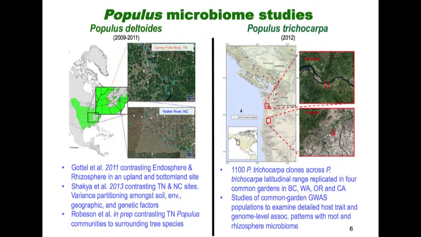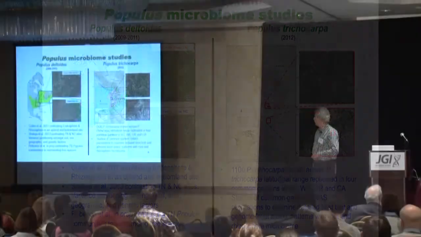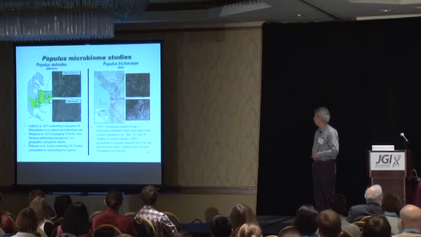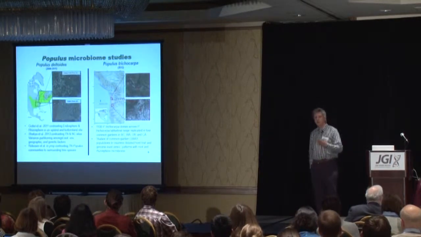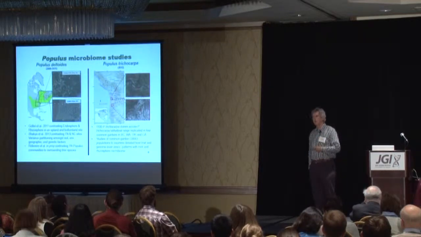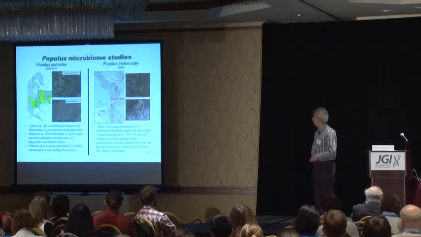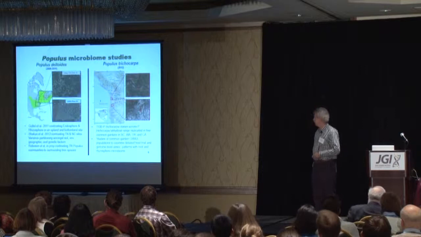If you have a chance, a number of posters at the meeting here are describing some of the ongoing work by Chris and others, starting with our studies on Populus deltoides, primarily, as you see, in the eastern part of the US, and comparing the biogeographical and host variation across this range. And there's a number of papers here describing that work.